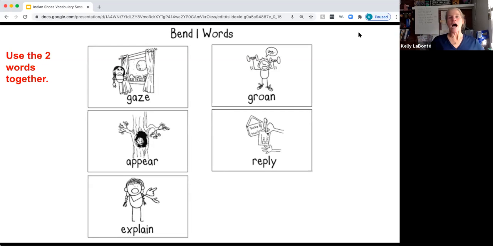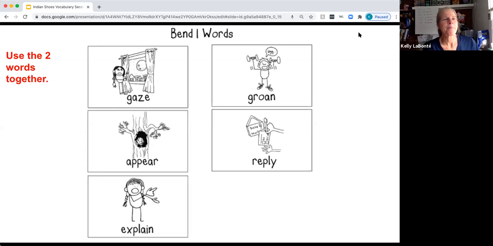Okay, here we go. Appear, explain. How can we use those two words together? Appear and explain. Mash them up. Maybe you're saying something like, my friend appeared on my doorstep and I had to explain to my mom why he or she was there. You see how we're mashing?